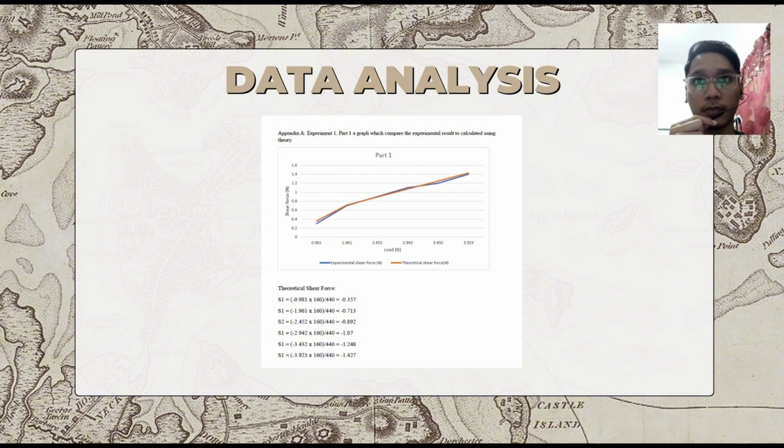From the graph, we noticed that when the load applied on the beam was increased, the shear force also increased. However, for the experimental portion, the graph is not 100% linear. This could be due to sources of error when recording the force measurements or calibrating the equipment.